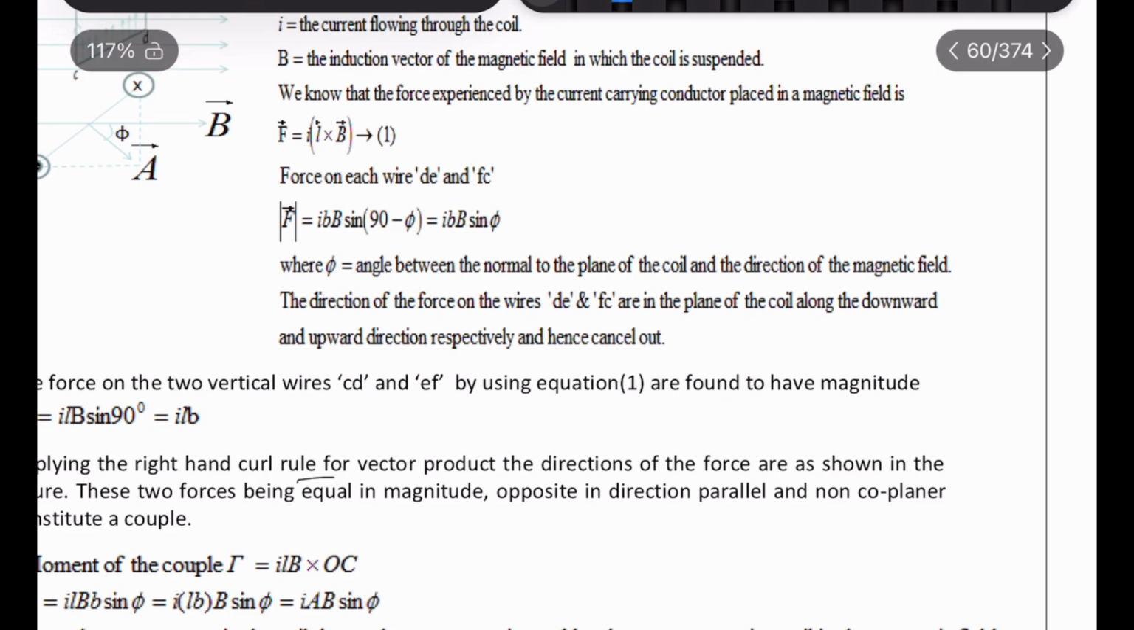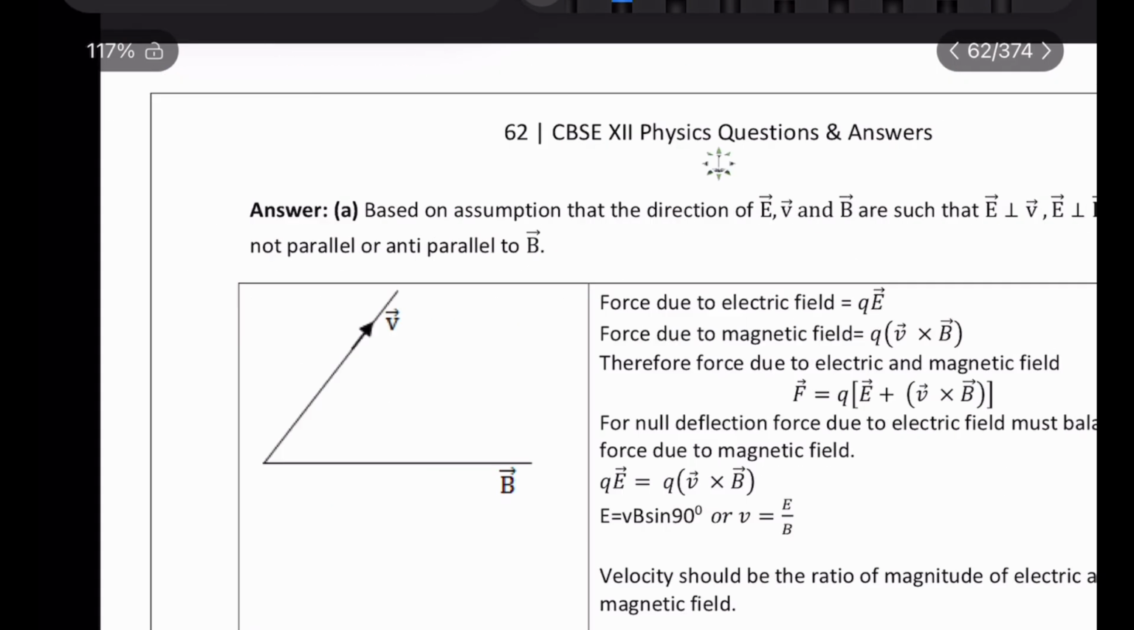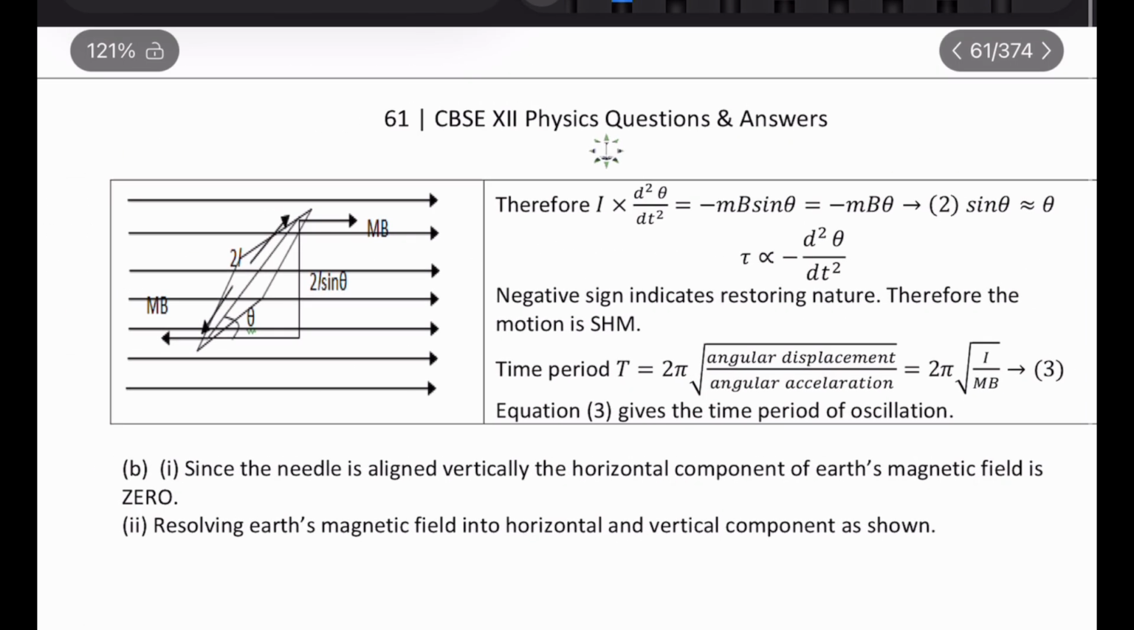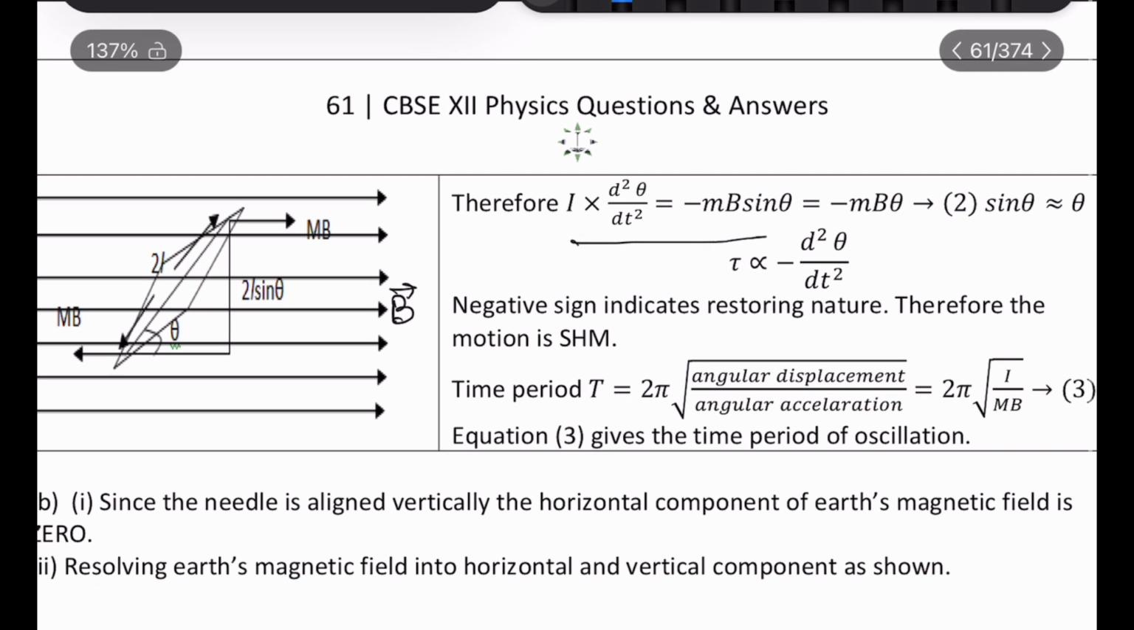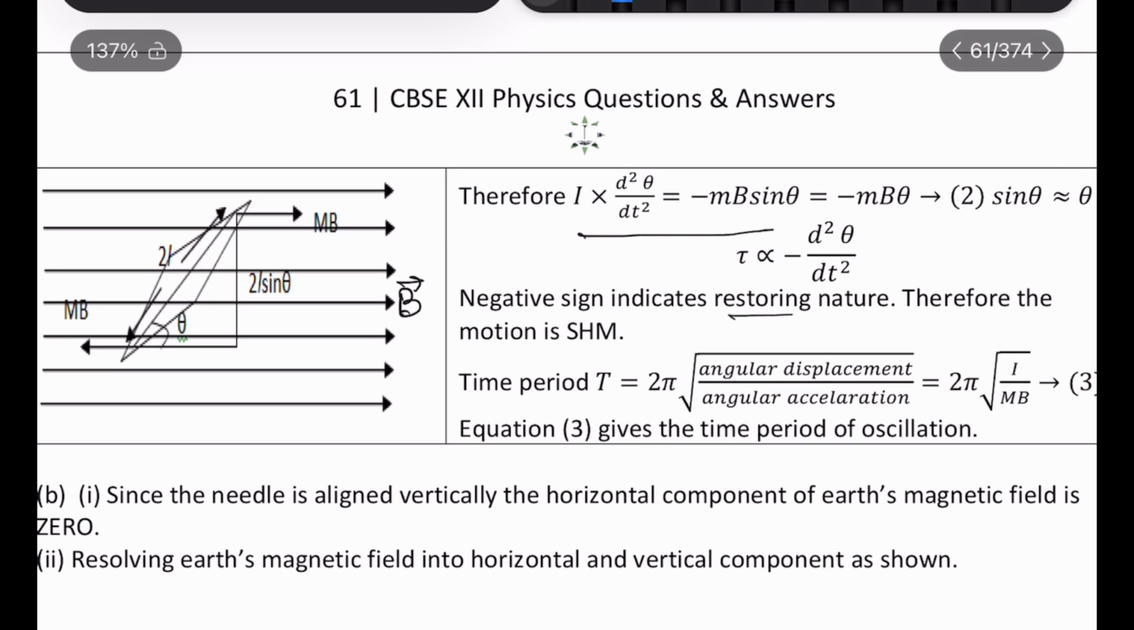So let's see how you can take the screenshot here. We have represented the needle in this way. mb is the force. This is the induction vector of the external field, and this is the equation of motion. Moment of inertia into angular acceleration is equal to the torque, restoring in nature. Negative sign indicates that restoring nature. So therefore the time period of simple harmonic motion. This actually proves that the motion is simple harmonic motion.